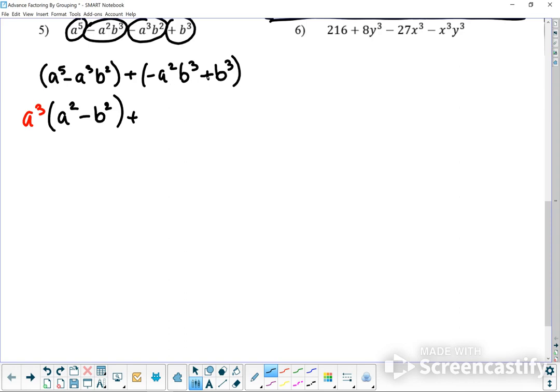And from these two, looks like I can factor out a b to the third. Yeah. And left over, I will have a to the second, negative a to the second, plus b. Oh, no more b's, plus 1. Okay. And again, you see that this actually doesn't work.